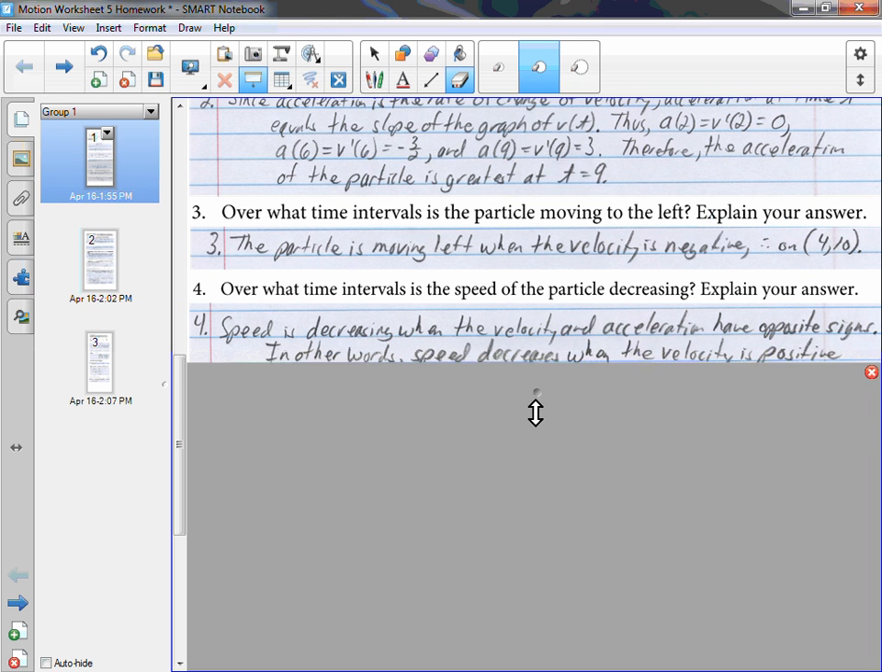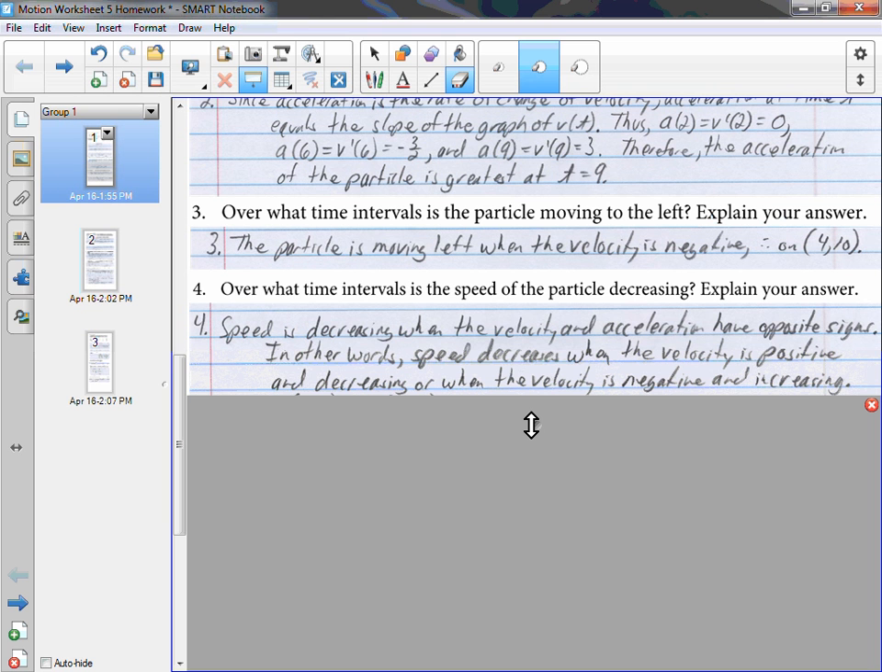And I don't think you need to say this next sentence. I think this is just me to you. I don't think the AP people need to see this. In other words, speed decreases when the velocity is positive and decreasing, or when the velocity is negative and increasing. Now, why would I say it that way? Because if the velocity is positive and it's decreasing, isn't the acceleration negative? Opposite signs. And if the velocity is negative and increasing, the acceleration is positive, opposite signs.